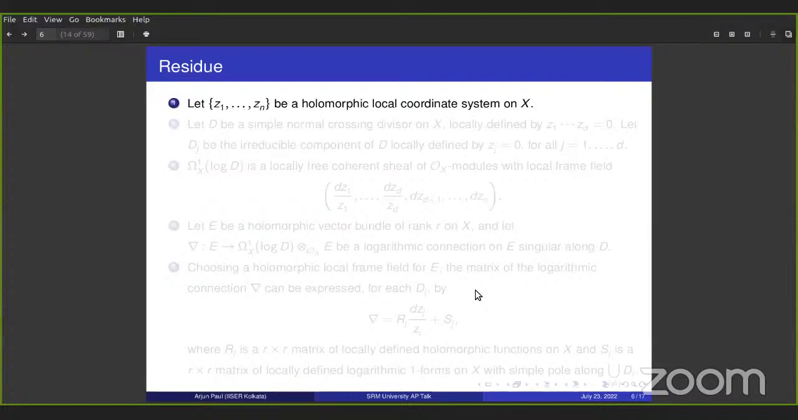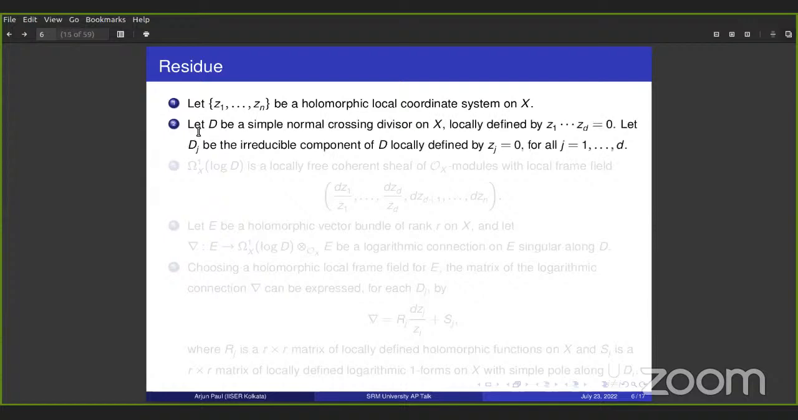Okay, so there is a notion of residue for a logarithmic connection. Let me define this. Suppose z1, z2, ..., zn is a holomorphic local coordinate system on X, defined on an open neighborhood of a given point. And suppose D is a simple normal crossing divisor on X, which is locally defined by the product z1 z2 ... zd equal to 0. And let Dj be the irreducible component of D locally defined by zj equal to 0, for each j equal to 1, 2, ..., d.